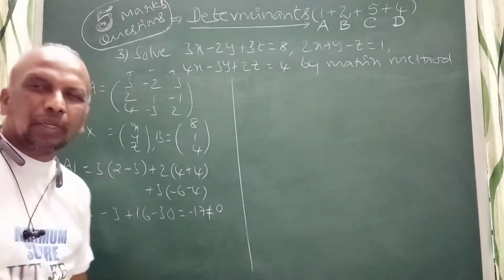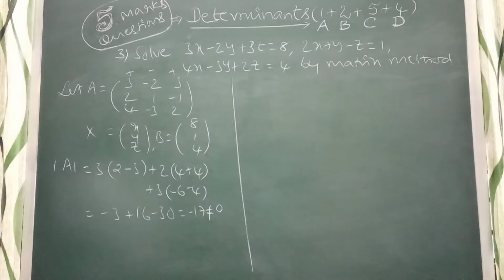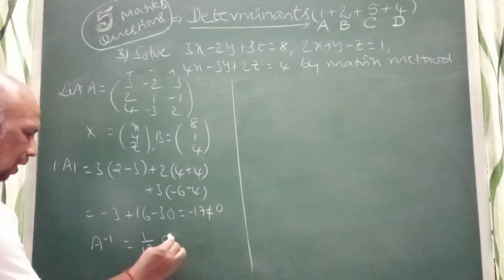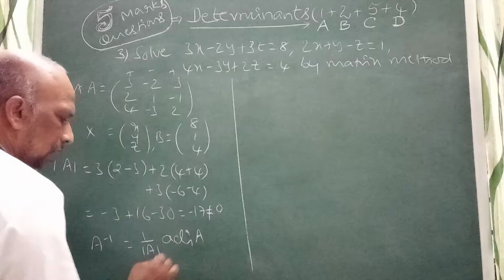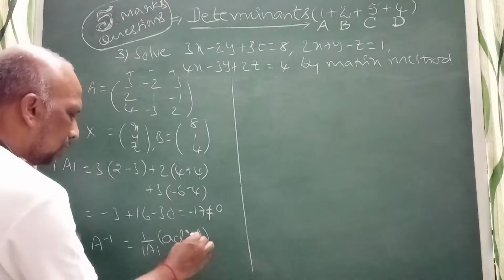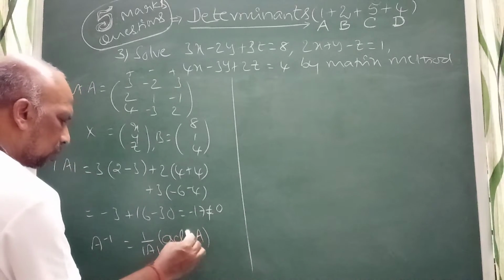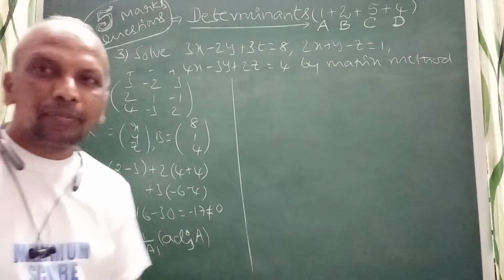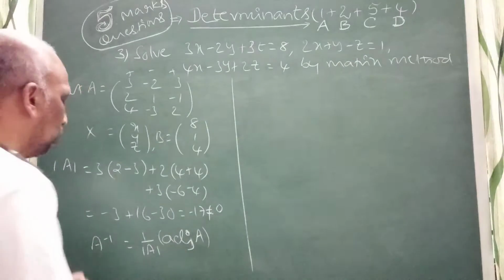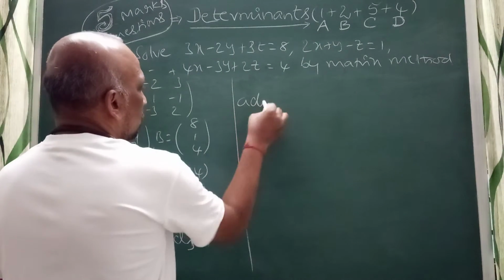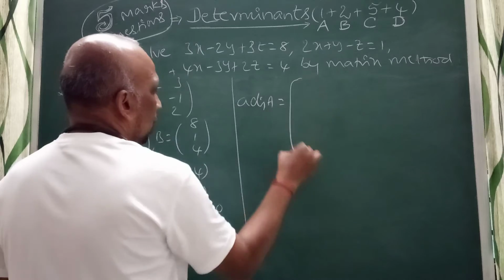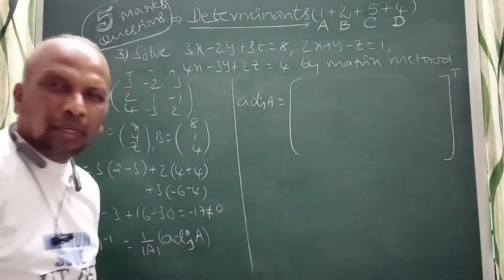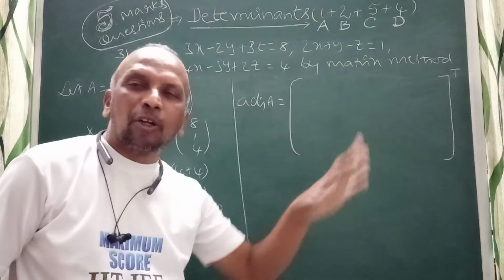Correct? Then I can find A inverse. So how to find A inverse? A inverse is equal to 1 by det A into adjoint A. So adjoint A is required, right? To find adjoint A, I can write adjoint A is equal to the whole matrix transpose. You can see here, it is the transpose of the cofactor matrix.